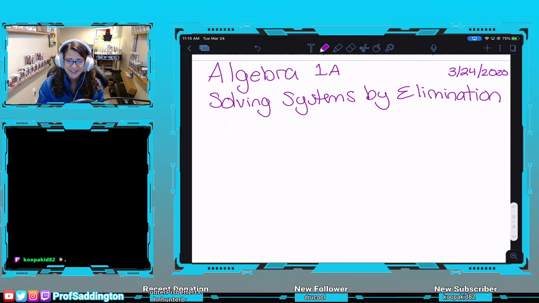So today we are going to be doing solving systems by elimination. So far you've done systems by graphing, you've done systems by substitution, and today we're going to learn my personal favorite method, which is elimination. So if you have your loose leaf sheet of paper or your notebook handy, this is the title that I would like you to have on that.